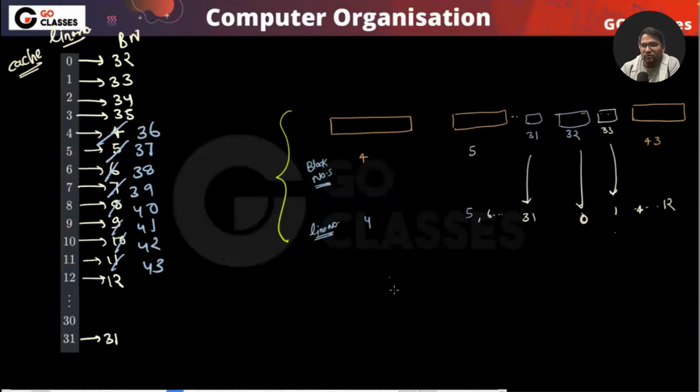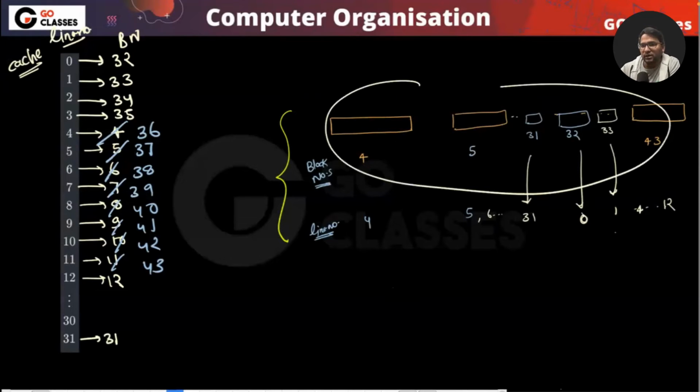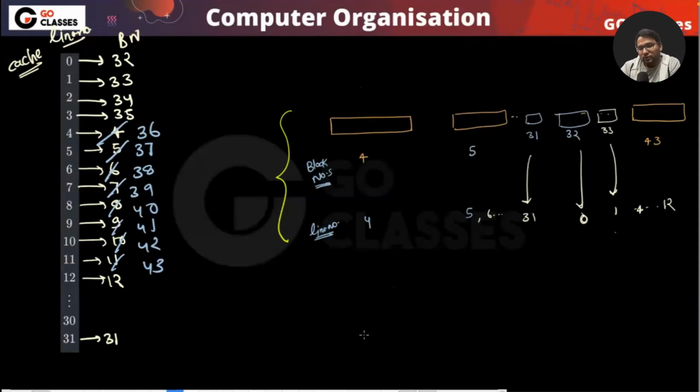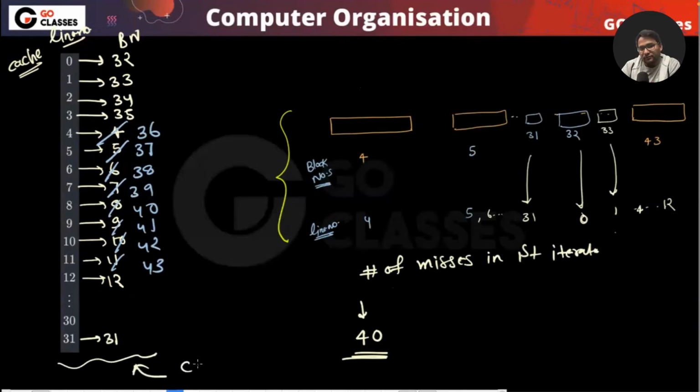No, you have 40 blocks, sorry. So you have a total of 40 blocks, right? For every block, there will be just one miss at the first iteration, right? So this is the number of misses in the first iteration. And this is how your cache looks after the first iteration.